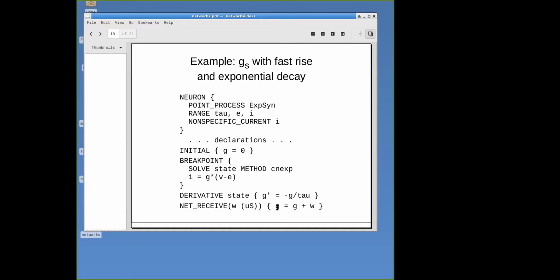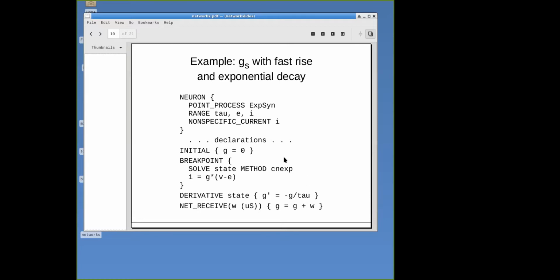And what happens is when this mechanism receives an event associated with a particular weight, that weight is going to be added to the value of G at the instant that the event arrives. So arrival of an input event causes G to be perturbed by adding the weight associated with the event to G. After which, G will resume its mono-exponential decay towards 0.